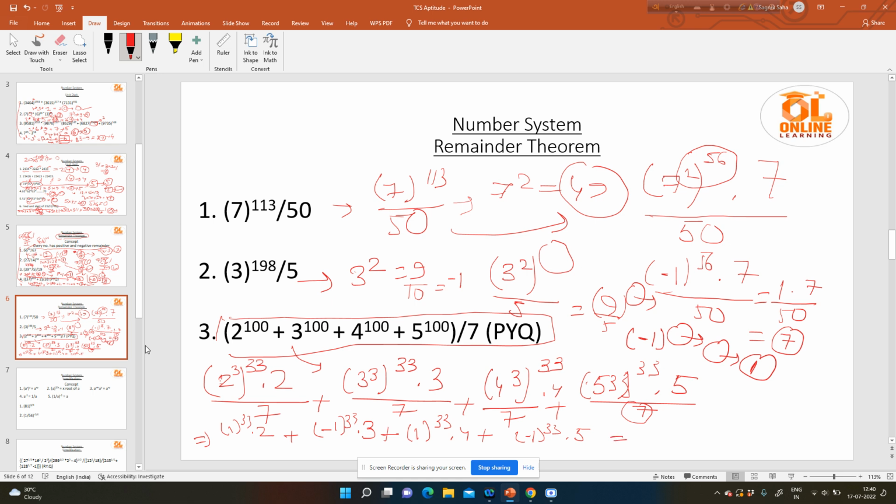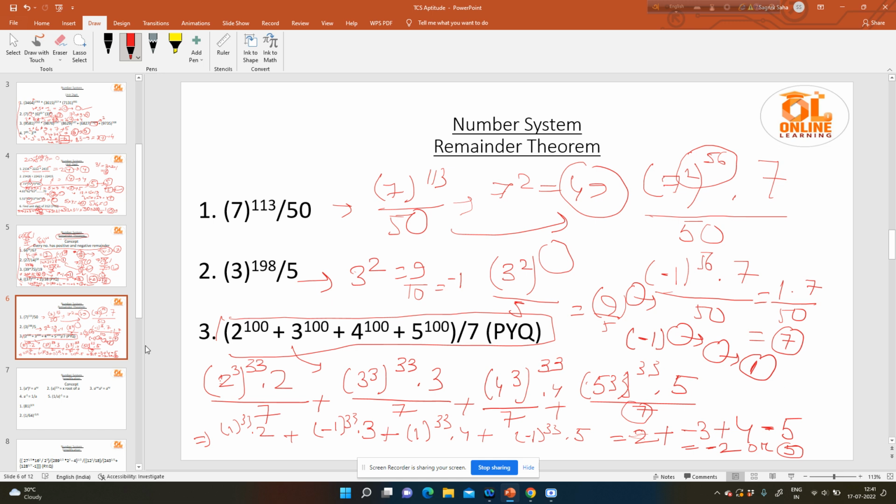So if we solve it, we will be having 1 into 2, that is 2, right? Plus minus 1 into 3, that is minus 3, plus 1 into 4, that is 4, plus minus 1 into 5, that is minus 5. So 2 minus 3 minus 5 plus 4: minus 8 plus 6, your answer will be minus 2. Or if you want to change it to positive, we will be having 5, because 5 plus 2 is 7. So your option will be minus 2 or 5.